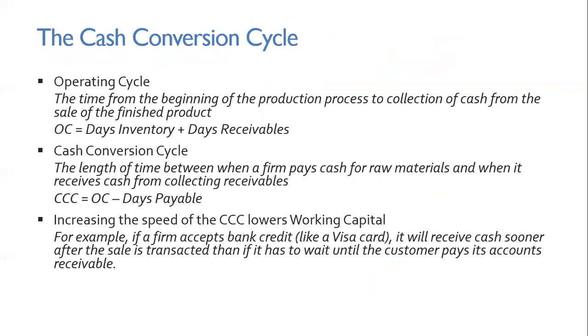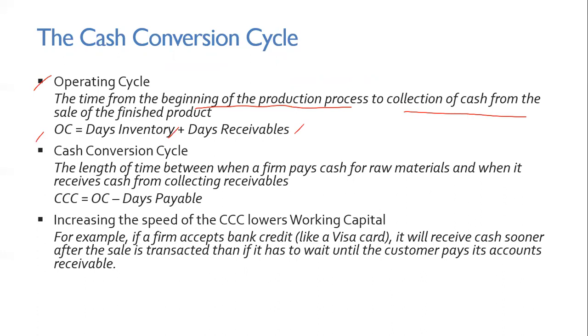A critical measure for working capital management is the cash conversion cycle. We have discussed this, but let us discuss it further. What is the operating cycle? It's the time from the beginning of the production process to the collection of cash from the sale of the finished product. Computing this, it is the days inventory plus days receivable. That is the total operating cycle of a company.